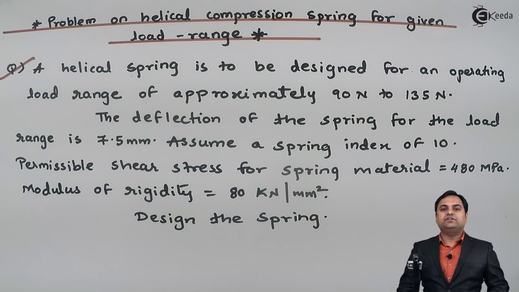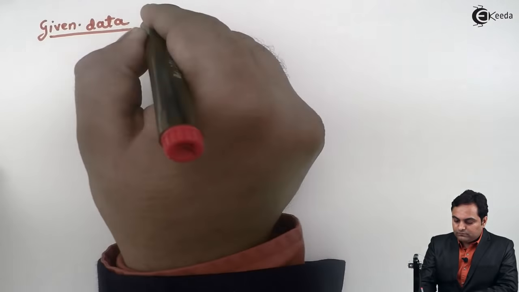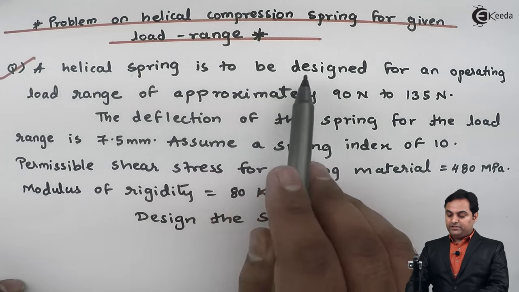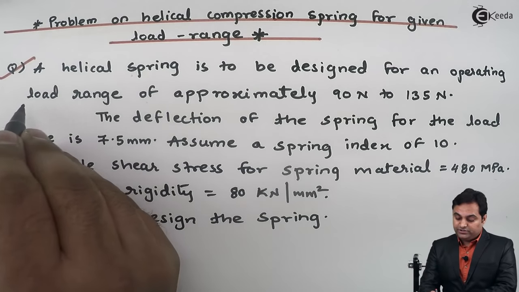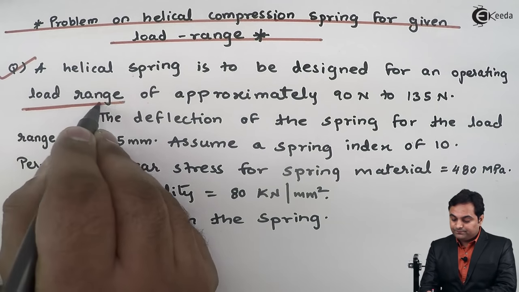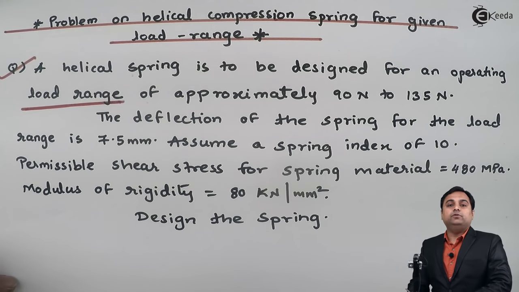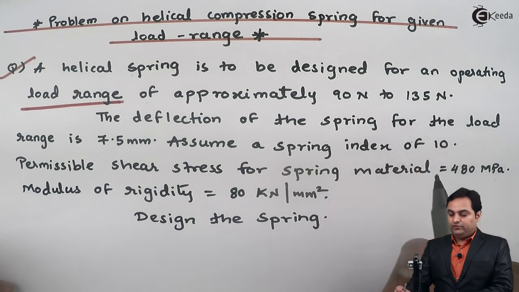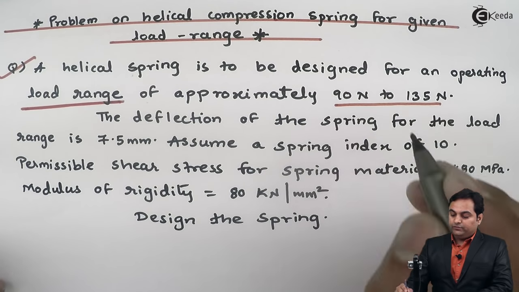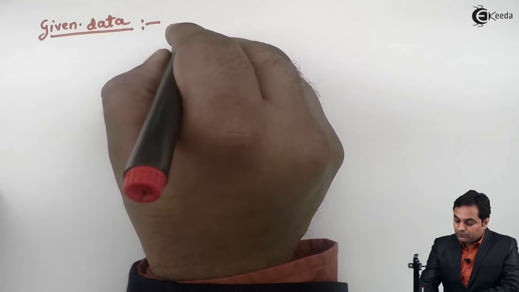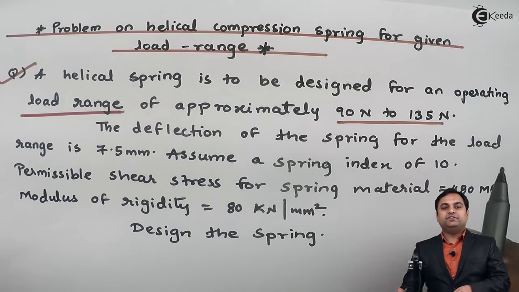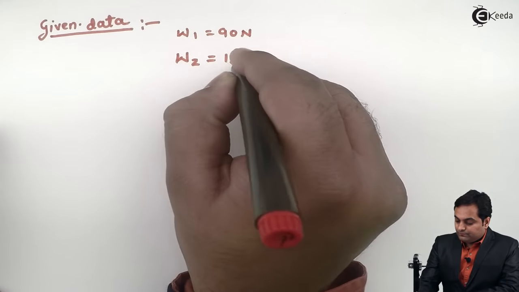Now whatever is given in this question, I will write that in the form of data. Here, as we look into this problem, it is given that a helical spring is to be designed for an operating load range. Means not a single value of load, but there would be one highest and one lowest value. So approximately 90 Newton to 135 Newton, this is the load range. So I'll write down 90 Newton as W1, and 135 Newton is W2.